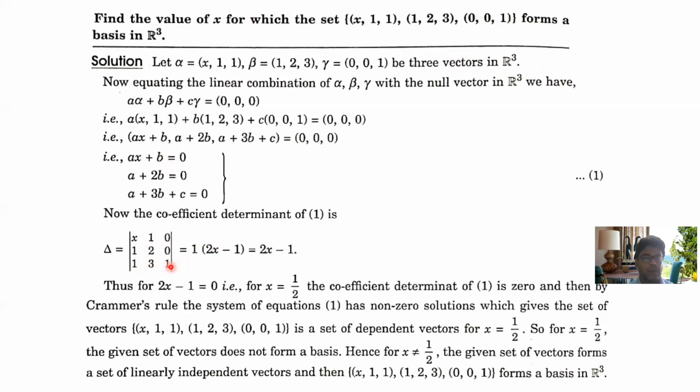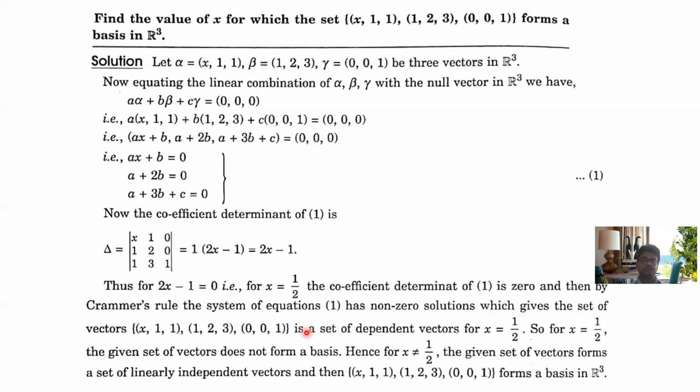That is 2x minus 1. If I compare with the resistance, that is ultimate 2x minus 1 determinant value. Thus for 2x minus 1 equals 0, that is x equals half. The coefficient determinant is 0. Then by Cramer's rule, the system of equations has a non-zero solution, which gives that the set of vectors is linearly dependent.